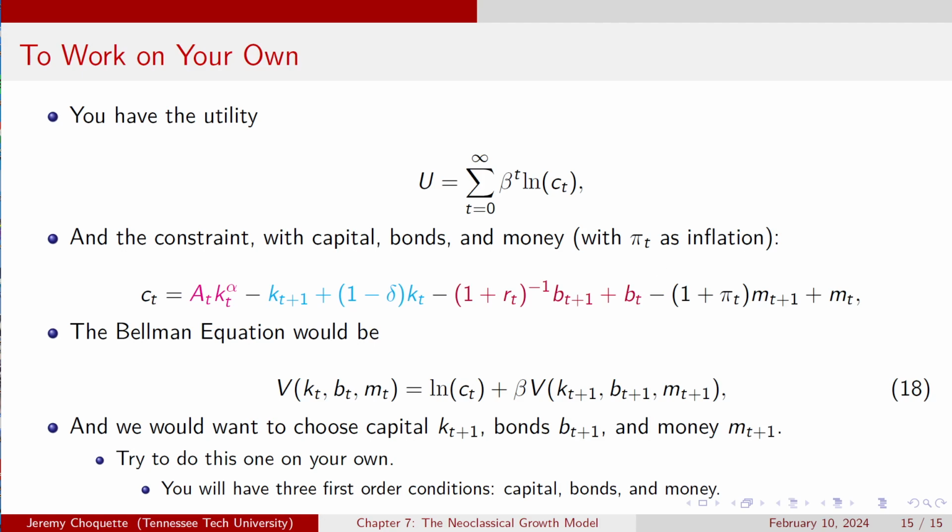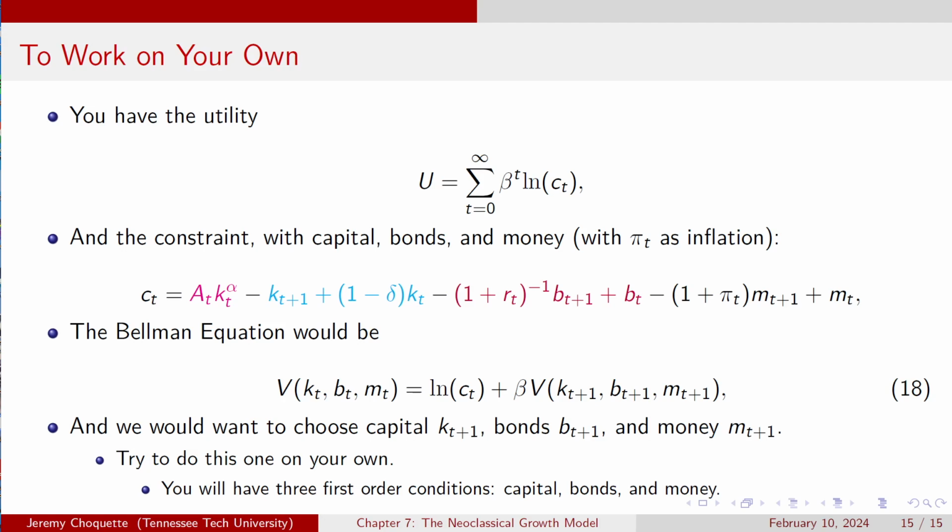And then you're going to need to take some derivatives. How many derivatives total? 6. You'll have 3 first-order conditions, and then 3 derivatives of v of kt, bt, and mt with respect to kt, bt, and mt, updated one period, and then plugged in. So try to do it all on your own. See if you can get the Euler equation for money, because here's a little spoiler.